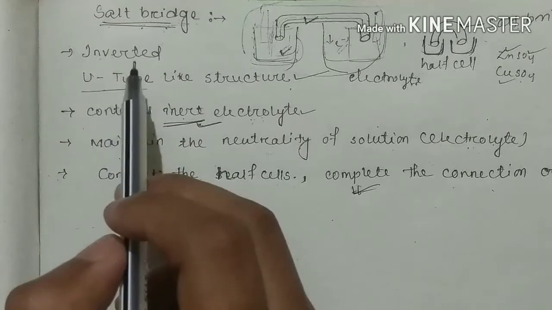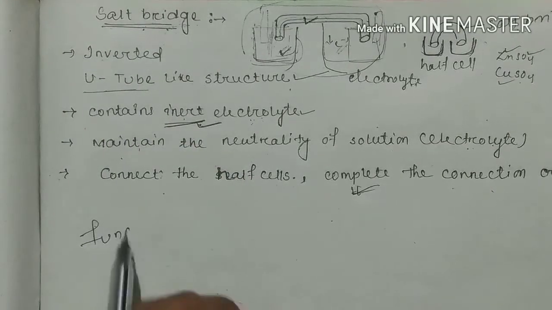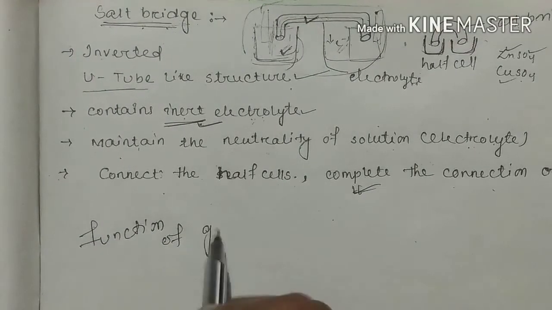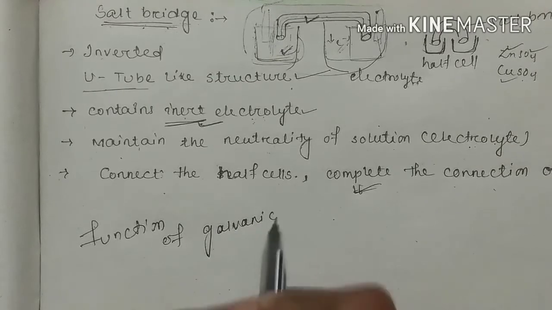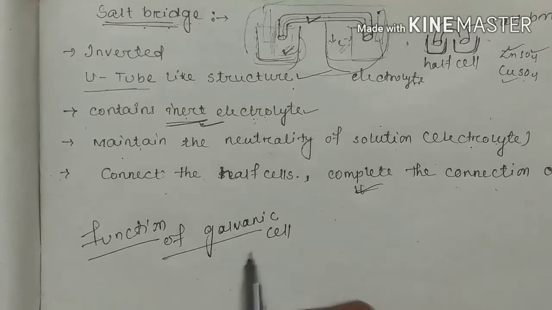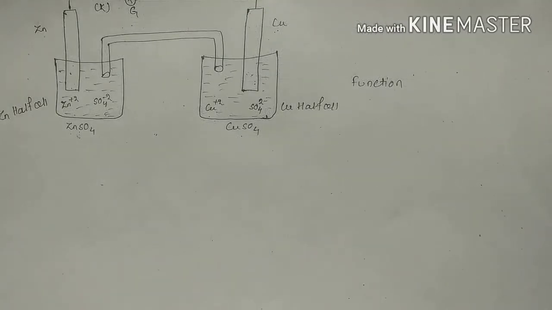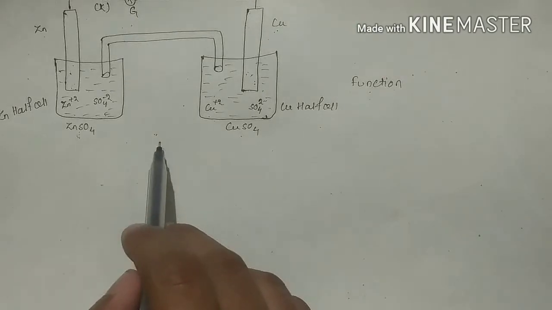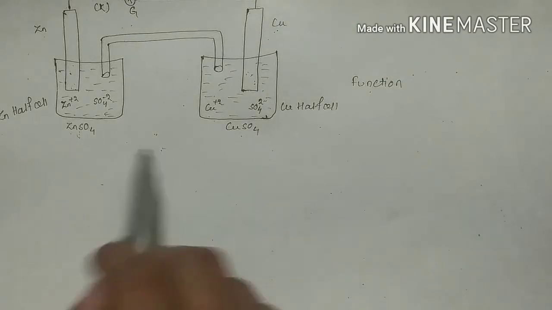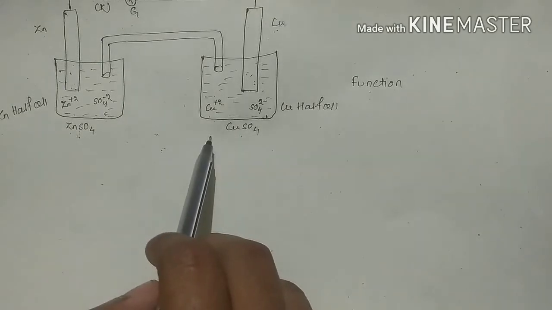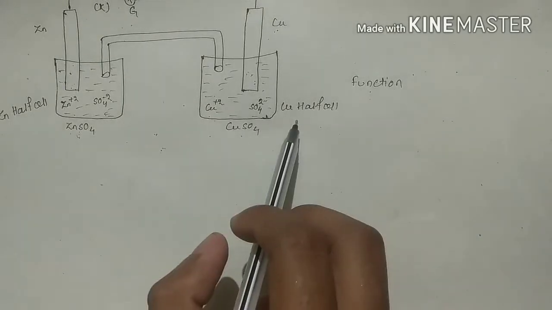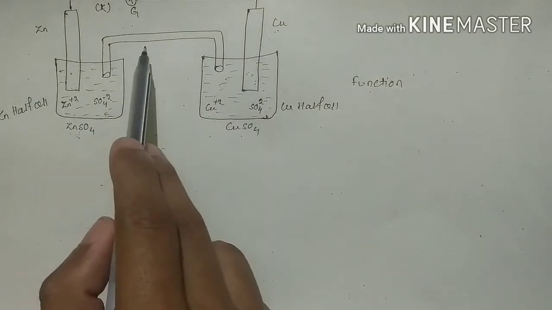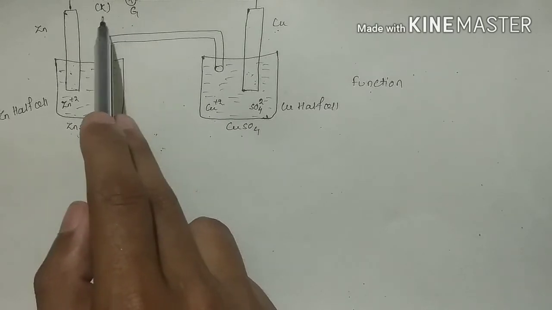Now we are going to discuss the function of a galvanic cell. We are going to discuss what the function of a basic galvanic cell is. We can see that this is a basic galvanic cell which contains a zinc half cell, a copper half cell, a zinc electrode, a copper electrode, a salt bridge, a galvanometer, and a key.